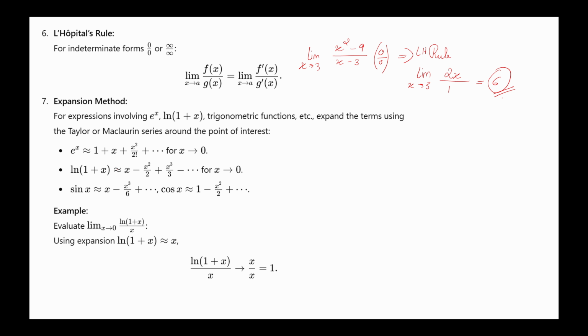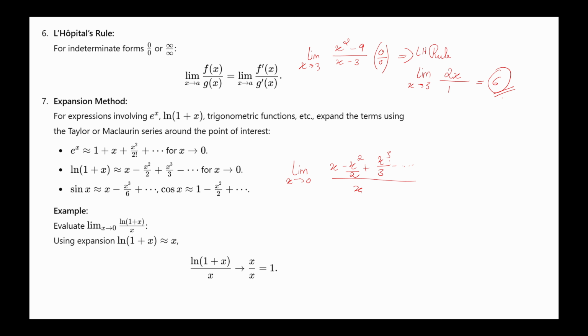Now ln(1 + x) can be written as x - x²/2 + x³/3 - ..., and this goes up till infinity. So simply I can substitute ln(1 + x) with this value. What would it become? Limit x tending to 0, ln(1 + x) can be written as x - x²/2 + x³/3 - ..., and this goes on, upon x, as I had an x.